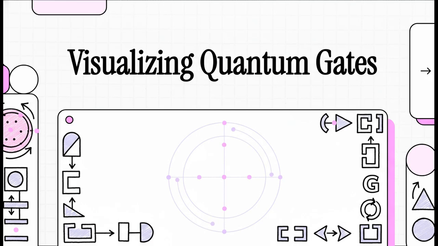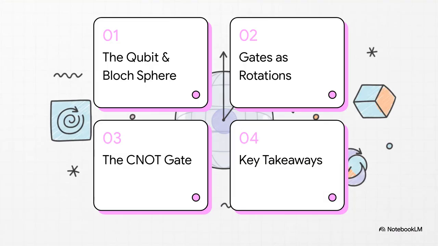If you think about a regular computer, it's all about light switches, right? On or off, 0 or 1. But quantum computers, they're more like a dimmer switch, but a dimmer switch that lives on the surface of a sphere. Today we're going to get hands-on with the dials that control that switch, the quantum gates. We're going to see how these gates don't just flip bits from 0 to 1, but actually perform these beautiful, elegant rotations in space.